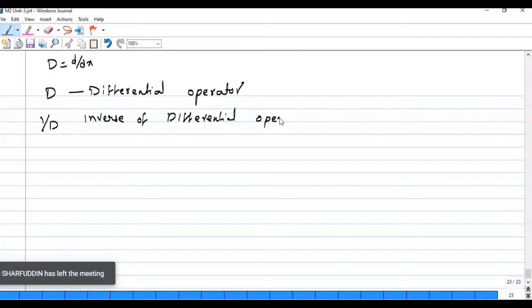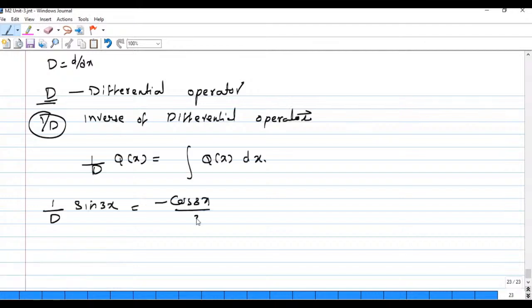What is 1/D sin 3x? It is minus cos 3x by 3. That's it, 1/D is integration. 1/D² is double integration. 1/D² sin 3x is nothing but the double integral of sin 3x dx. One integration gives minus cos 3x by 3. Integrating again gives minus sin 3x by 9.